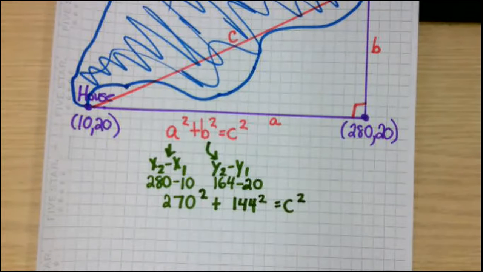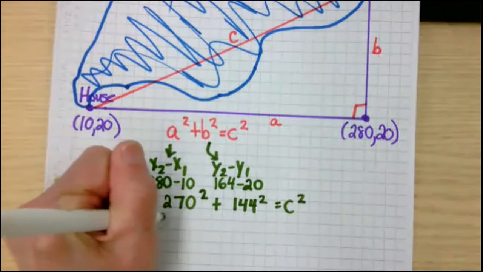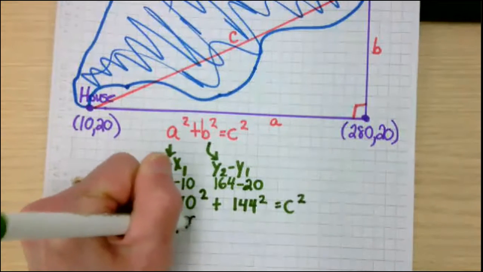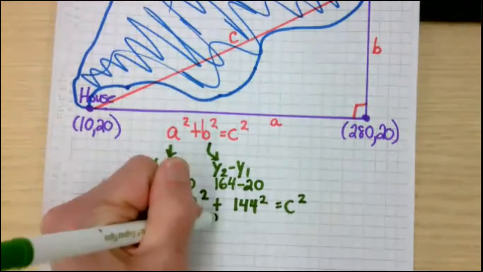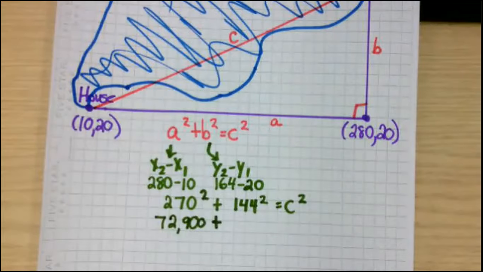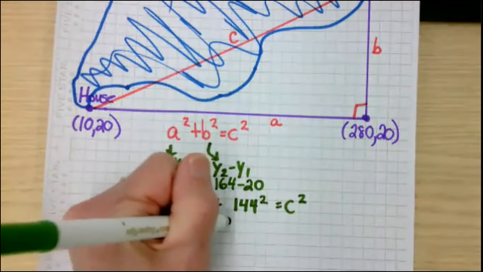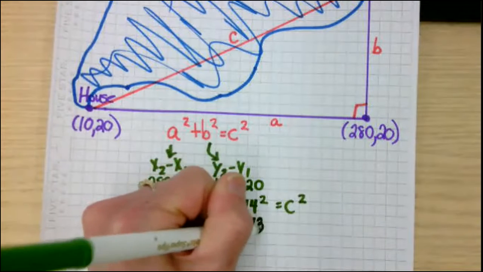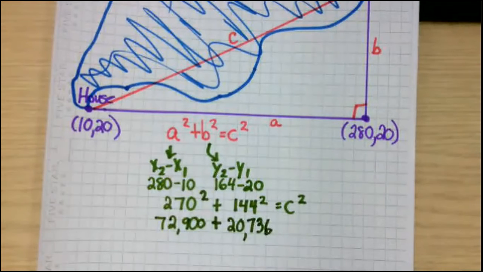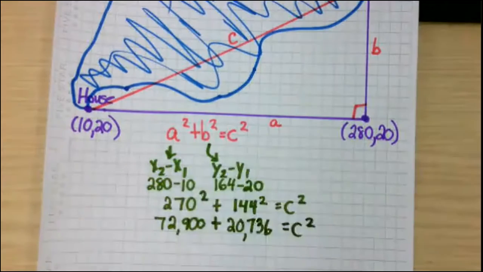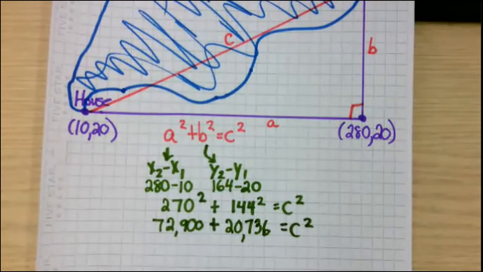So now I need my calculator because I'm going to multiply 270 times 270. That's going to give me 72,900 plus 144 times 144. That's going to give me 20,736. You're welcome to hand multiply that as well. And that's going to equal c squared. So let's add that together.